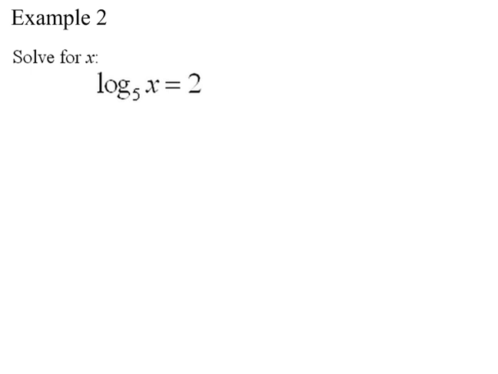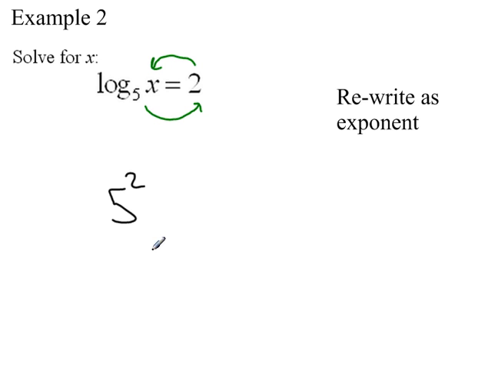Try this example. See if you can work it out on your own using what we just learned. Okay, so one way to do this is to rewrite this as an exponent. Now, if you're going to rewrite this as an exponent, you're just going to follow the arrows. That's just a way to remember it, I suppose, if you're having trouble remembering how to write it as an exponent. So that would be 5 to the second power equals x. 5 to the second power is 25, so 25 equals x.